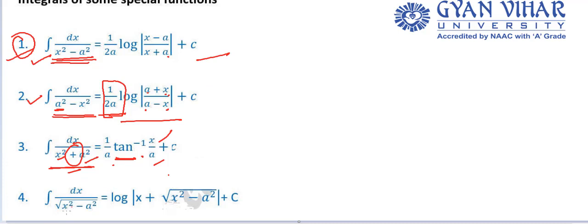If you have under root, then it is log of x plus the under root, plus c. These are the direct formulas which can be used to solve any of the questions. So let us take an example and understand how you can directly implement these formulas of integration. You have to just convert the function into a perfect square.